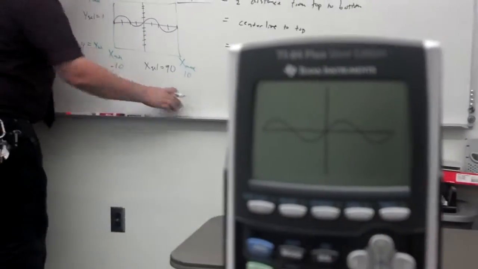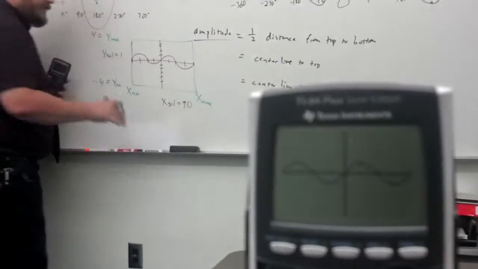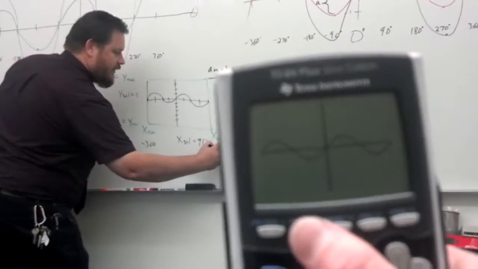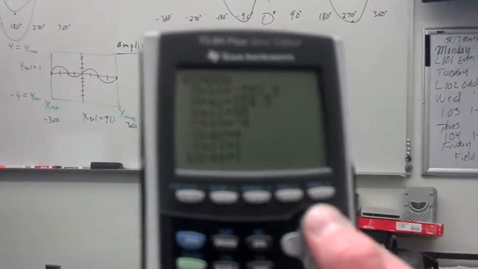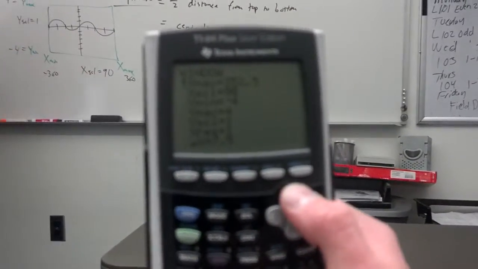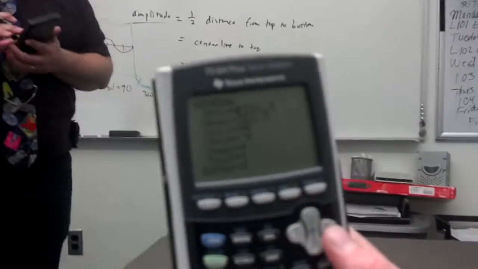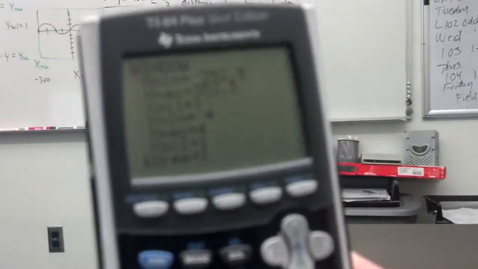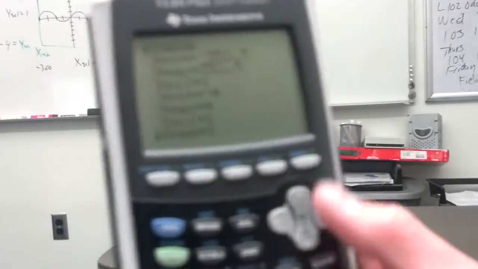And what's in your x-min and x-max? The calculator picks some decimals that are close, I don't know why, but basically you're going to be from negative 360 to 360, roughly. Now, the X scale down here. Go to your window settings and change X scale to 1, and then hit the graph button again. Hit 1, enter, and go back to graph.